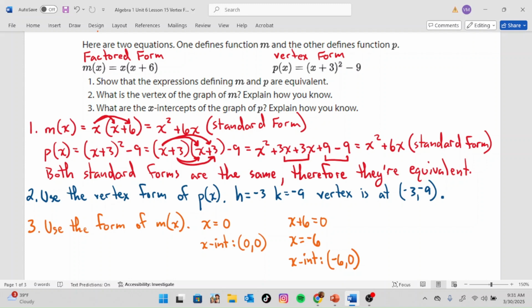So again, standard form, factored form, and vertex form, once you know they are all equivalent, you can change between the formats to find the points that you want, because they will all have the same answers, the same points, and they will be the same graph when you draw them.